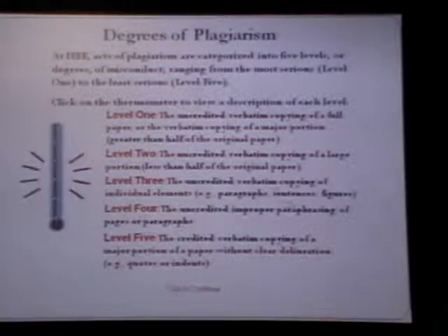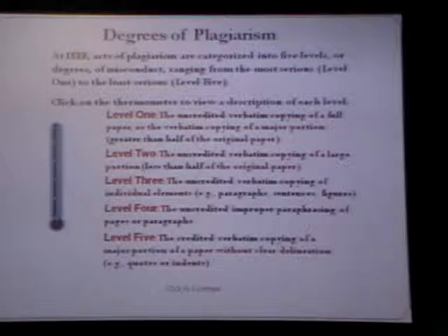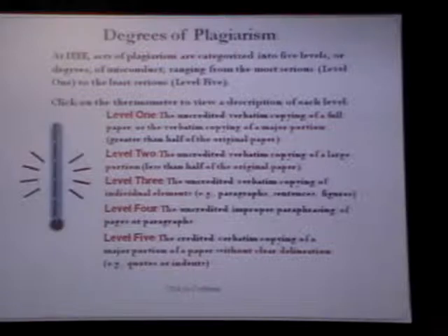Level 3 is the uncredited verbatim copy of individual elements, such as a whole paragraph, a whole sentence, or several sentences, or even copied figures or reused figures. Level 2 is the uncredited verbatim copy of large portions, less than half of the original paper. And level 1 is the most serious one, the uncredited verbatim copy of a full paper, greater than half of the original paper. So this is how IEEE classifies the degree of plagiarism into five degrees.